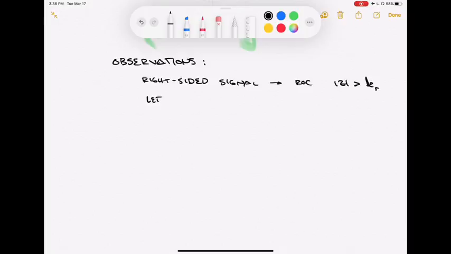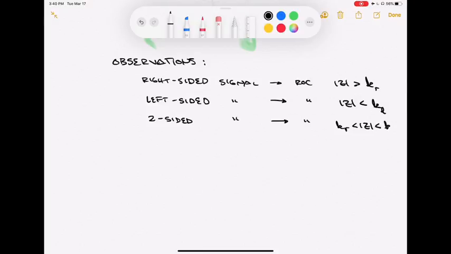If it's a left-sided signal, we know that the region of convergence looks like norm z less than some constant. We'll call that k sub l. If it's a two-sided signal, we know that the region of convergence will have the form k sub r less than norm z less than k sub l, or it might not exist. It could be a does not exist condition if there was no overlap.